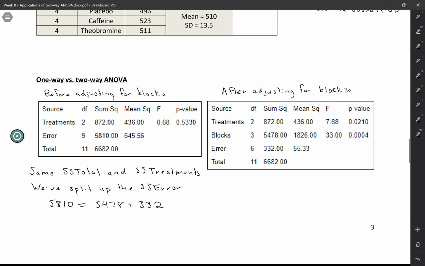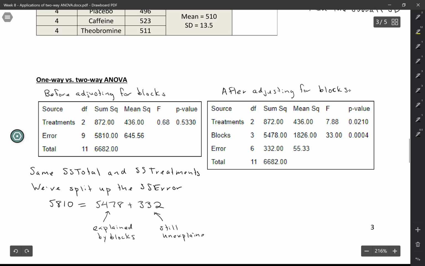So basically what used to be called SS error is now broken up. Some of it has been explained. This larger part of it has been explained by the blocks. So this is explained by the fact that some people just tap faster than others on average, regardless of their treatment. And then we have this other bit that is still unexplained. And so that's going to be SS error even after adjusting for the blocks.